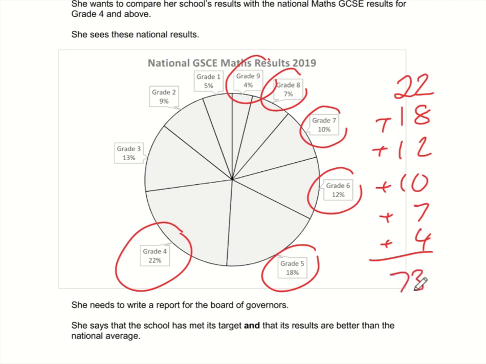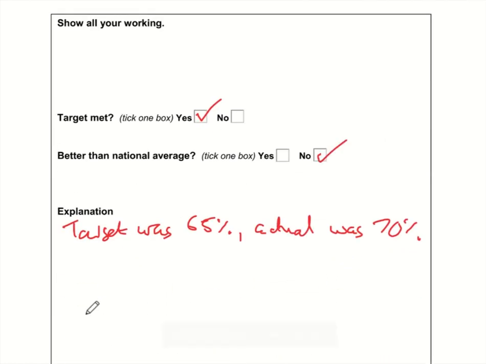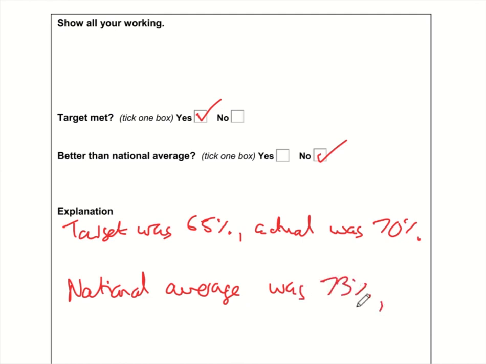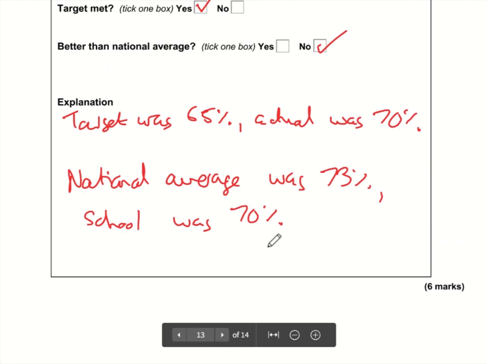That is 73%. So the school was 70%, nationally it was 73%. So is it better than the national average? No. National average was 73%. The school was 70%. There we go. And that takes us to the end of this section.